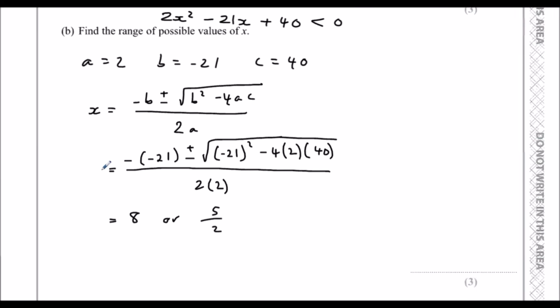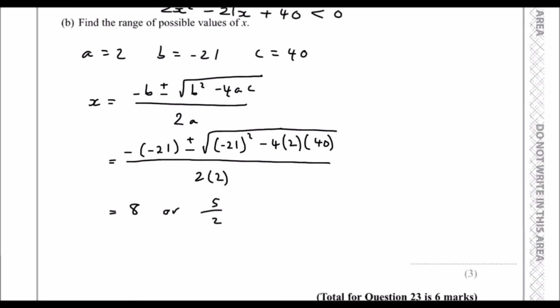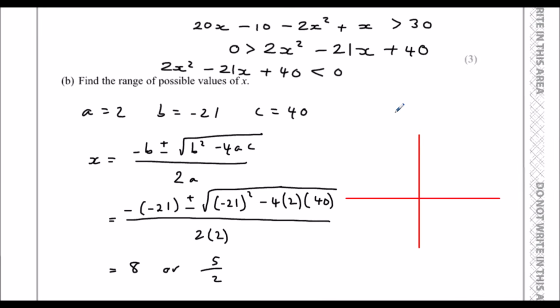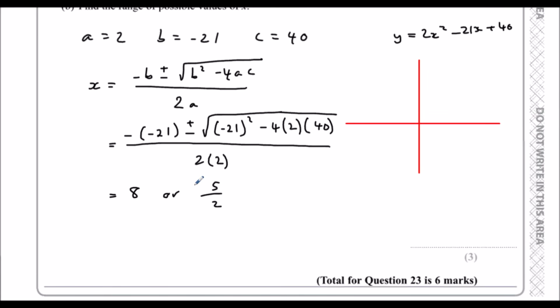So they're the points where it's equal to 0. They're not the answers to our inequality. So if we had a graph of y equals 2x squared minus 21x plus 40, it would be equal to 0 at 8 and 5 over 2, or 2.5. So it would be equal to 0 at those 2 points, there and there.